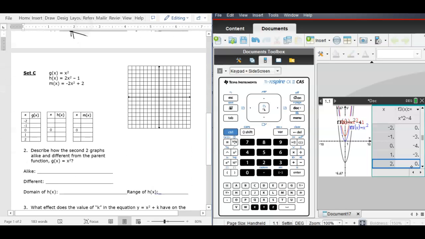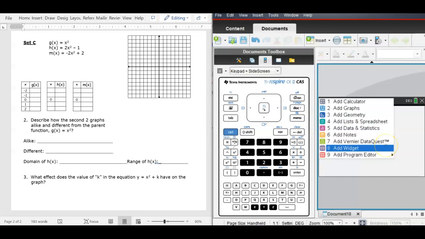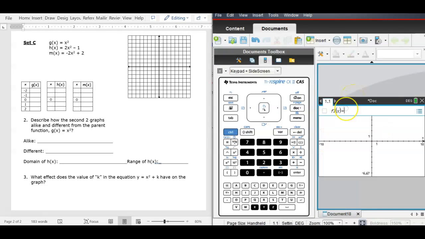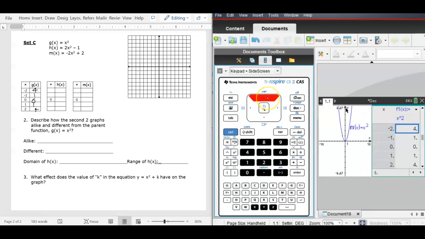All right. One last time over here. New document, don't save. Okay, so we got x squared. We know this is 4, 1, 0, 1, 4. When you hit table, that's what it looks like.